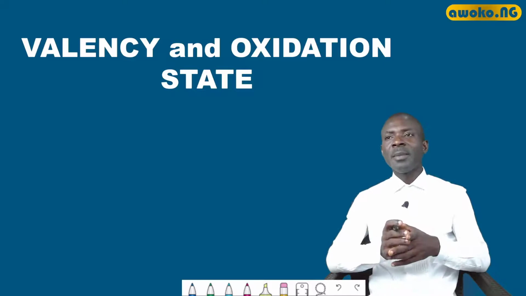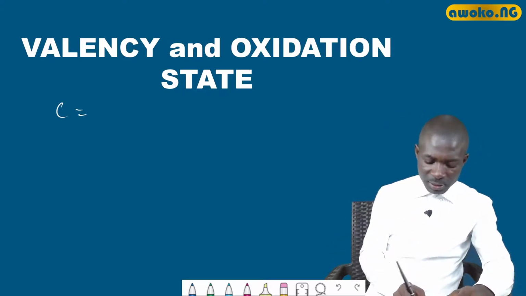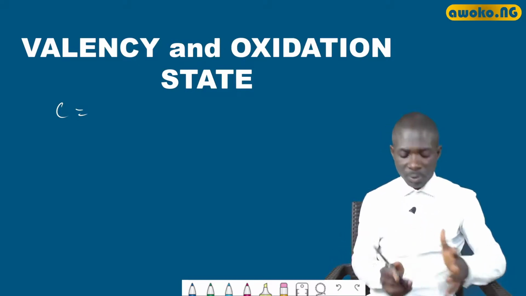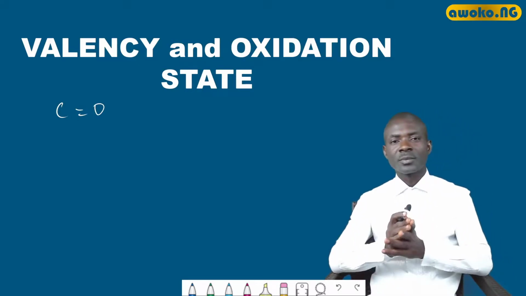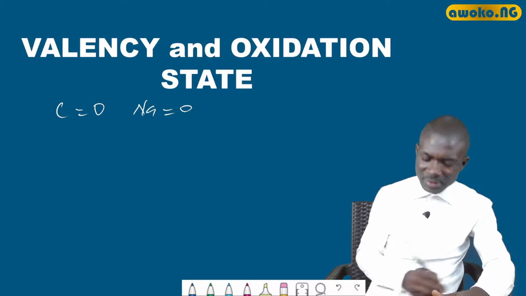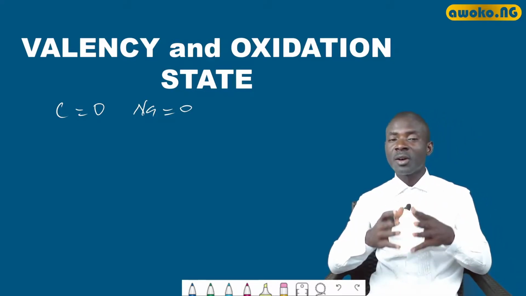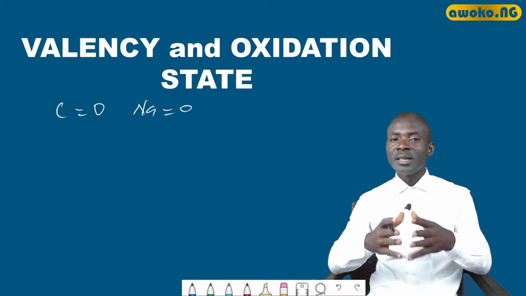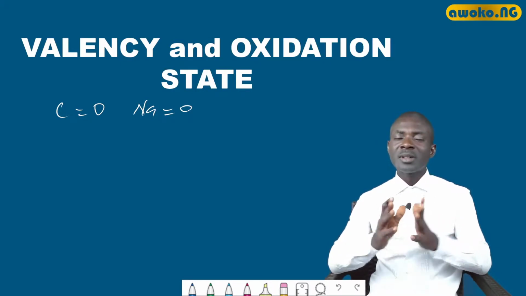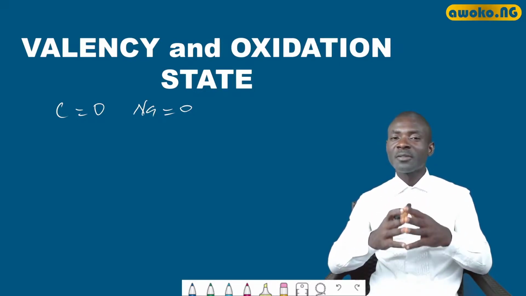So if I have an element in a free state, for example, I have carbon as an element in a free state, the oxidation state of carbon is simply 0. That is very interesting. If I also have another element like sodium in a free state, that is in an uncombined state, the oxidation state of that element, which is sodium, is equal to 0. So once an element is not combined with any other element, the oxidation state of that element is 0. That is rule number 2.